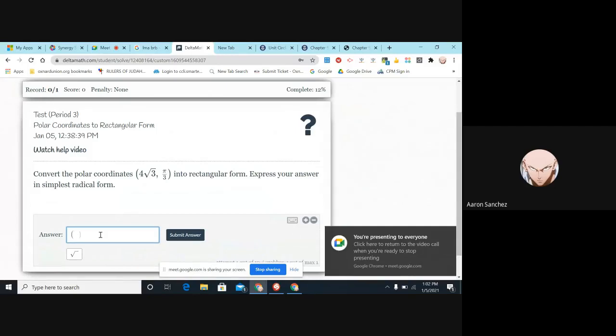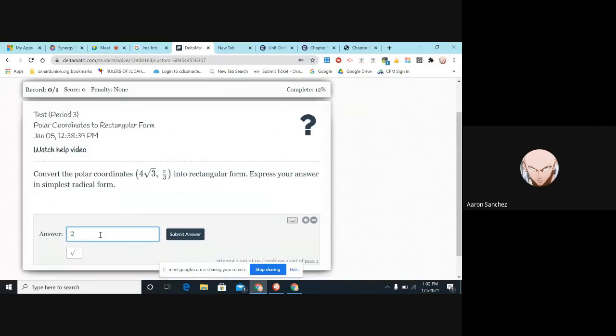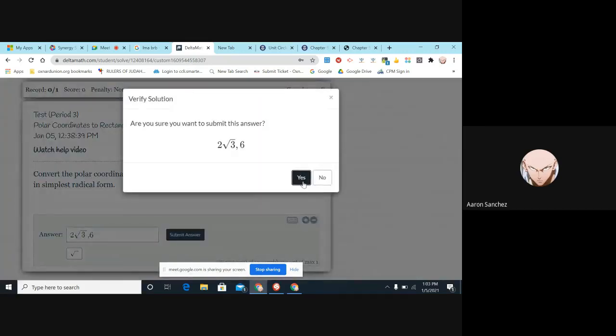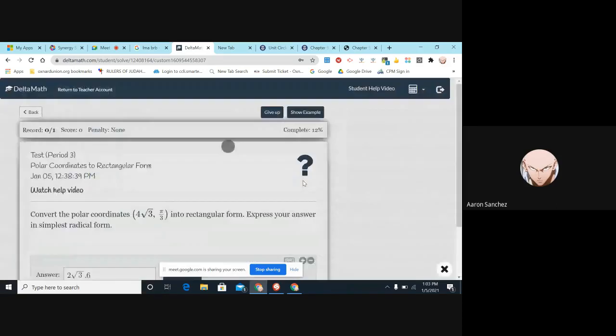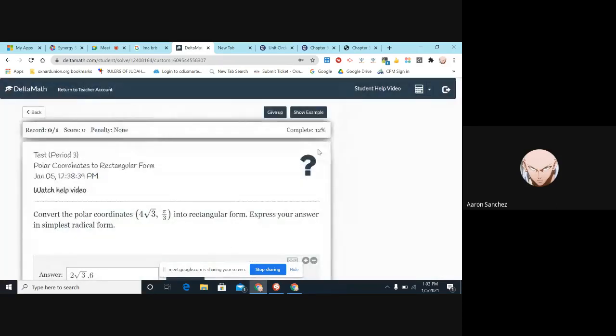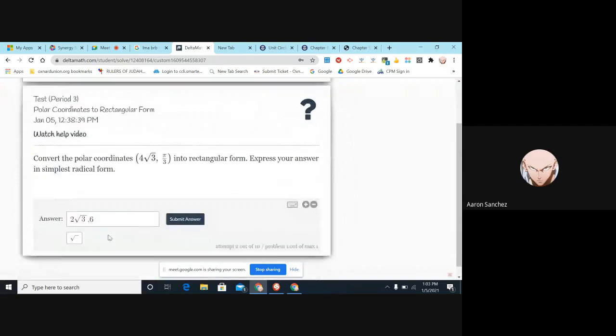You've got to do it in parentheses, right? If you go 2 root 3, make sure you hit that root there, and then comma, 6. That's the right answer. But it marks it wrong because I did not put parentheses in. So the proper form is parentheses, 2 root 3 comma 6, close parentheses. Okay, so there's our answer.